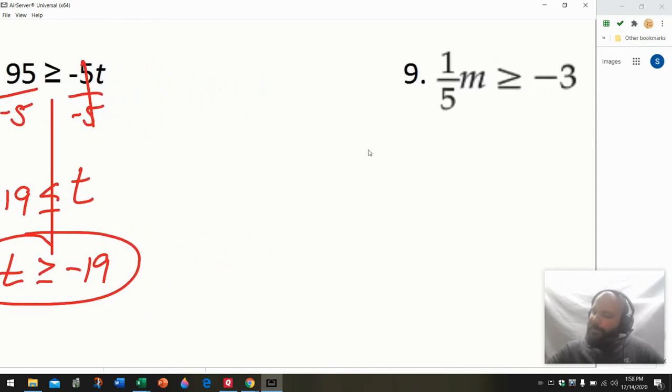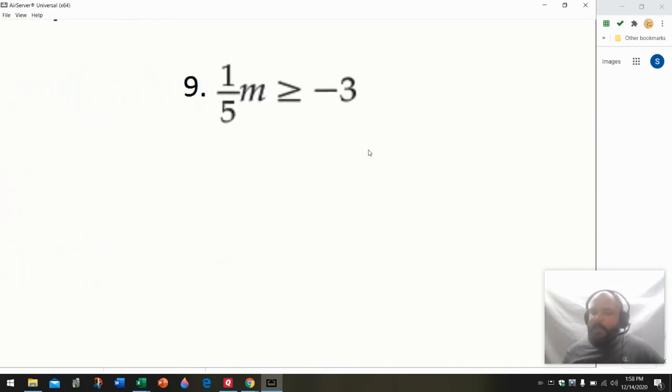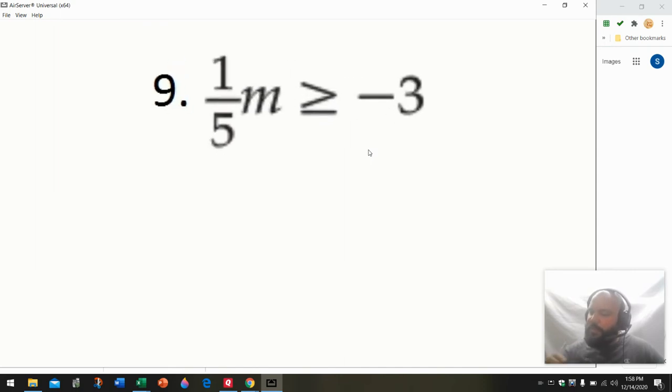Now, moving on to number 9. This one's a little tricky because you can see there's a fraction on the m. All right, now the way that we get rid of a fraction is we would normally, since it's multiplying the m, say, all right, let's divide. But the problem with dividing a fraction is we don't divide fractions.